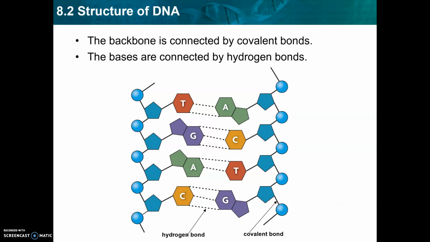A 2-dimensional view of the double helix shows our backbone. So the backbone of the DNA molecule is connected by covalent bonds, which I am circling right now. The bases, on the other hand, are connected by hydrogen bonds, depicted in this image by dotted lines.